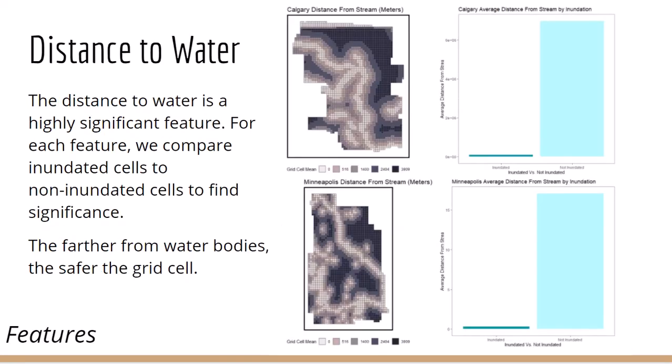Distance to water is a highly significant feature. For each of our features, we compare inundated cells to non-inundated cells to find significance. This shows that the farther a grid cell is from a water body, the safer the grid cell is from flooding.